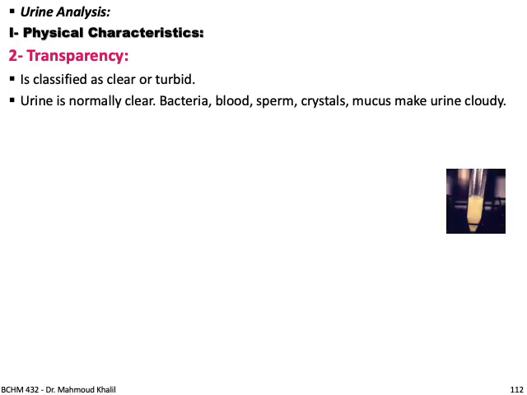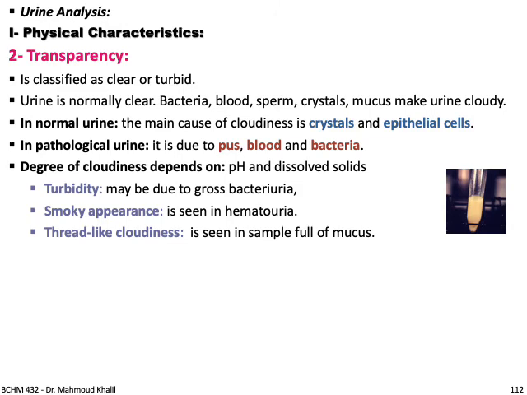For transparency, urine is classified as clear or turbid. Urine is normally clear. Bacteria, blood, sperm, crystals, mucus make urine cloudy, as you can see in the figure. In normal urine, the main cause of cloudiness is crystals and epithelial cells. In pathological urine, it is due to pus, blood, and bacteria. The degree of cloudiness depends on pH and dissolved salts.